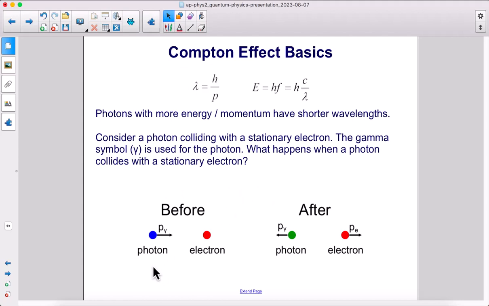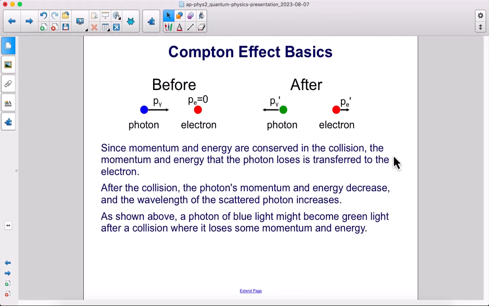Consider a photon colliding with a stationary electron. The gamma symbol is used for the photon. What happens when a photon collides with a stationary electron? Since momentum and energy are conserved in the collision, the momentum and energy that the photon loses is transferred to the electron. After the collision, the photon's momentum and energy decrease, and the wavelength of the scattered photon increases.